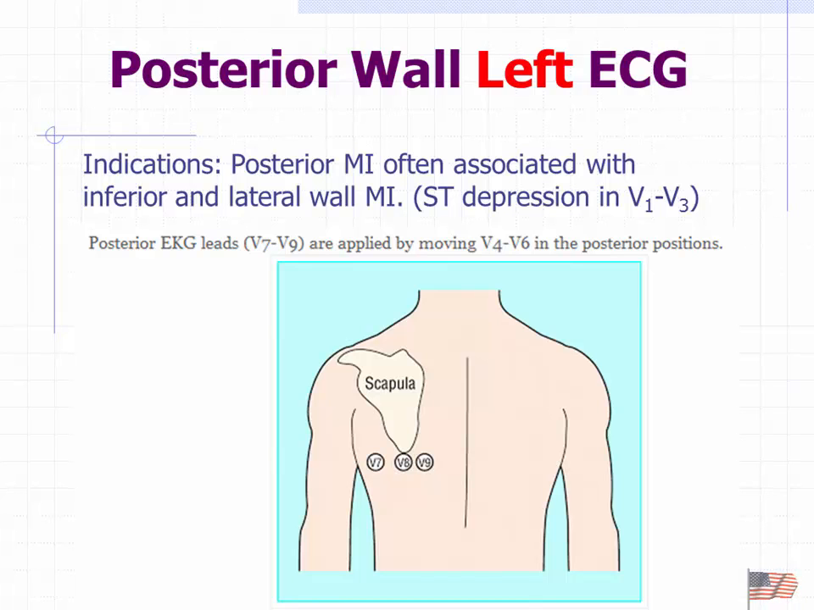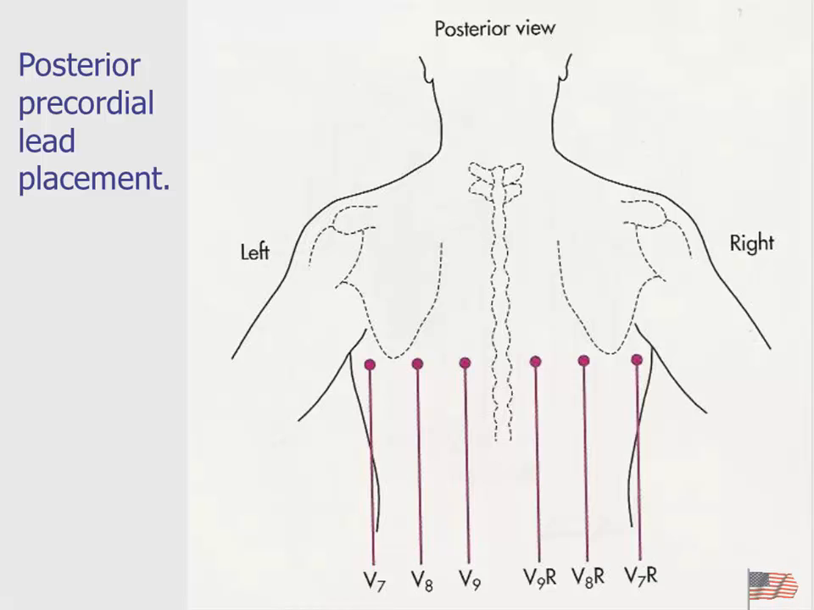But the other way that we can attach leads is to the back of the patient. In this case, V7, 8, 9 are roughly the same as V2, 3, and V4, to give us a view of what that posterior portion of the heart looks like. In fact, we can even do it on the right side.